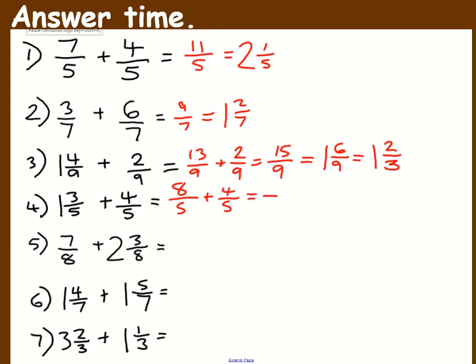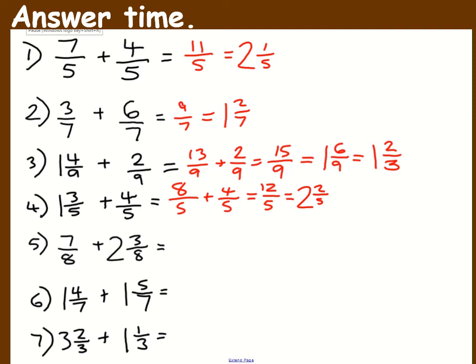Fifths at the bottom. 8 and 4 is 12. Now we've got an improper fraction, 12 fifths. We've done the addition, but now we've got to turn that back into a mixed number. 5 into 12. Well, 2 5s are 10, so it's 2 whole ones, and there's 2 fifths left over. Can we simplify it? No, we can't, so that's how far we're going to go.